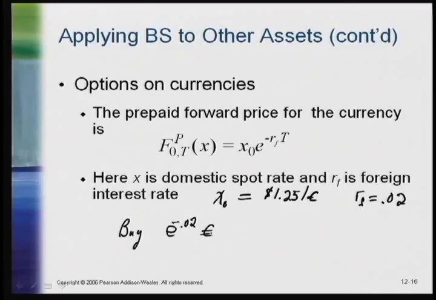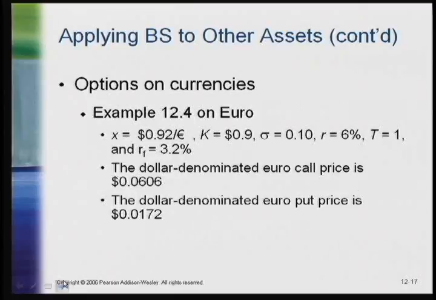So now the only question is what it'll cost me to buy that many euros. It's going to cost me e to the minus 0.02 times $1.25. And that's exactly what that formula says. It says, take today's exchange rate, X0, and present value it with the foreign rate. And that's the correct prepaid forward price, because for that many dollars, I can in fact replicate this contract. I can go into the market and do a trade which in 1 year will deliver me 1 euro.